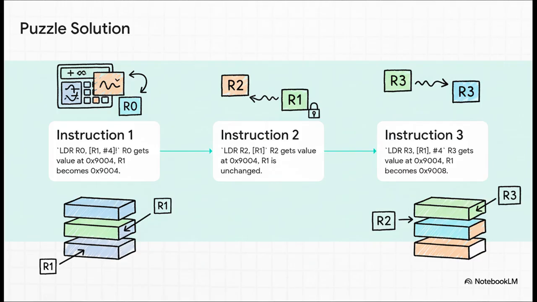All right, let's break it down step by step. First up, the pre-indexed with write back. It calculates 9000 plus 4, which is 9004. It grabs the data from there and puts it in R0, and then, click, it updates R1 to 9004. Next, we have a simple pre-index load with no write-back. It just looks at the new address in R1, which is 9004, and copies that same data into R2. R1 stays put. And finally, the post-indexed instruction. It loads from R1's current address, which is still 9004, into R3, and only then does it add 4, moving R1 to its final destination of 9008.